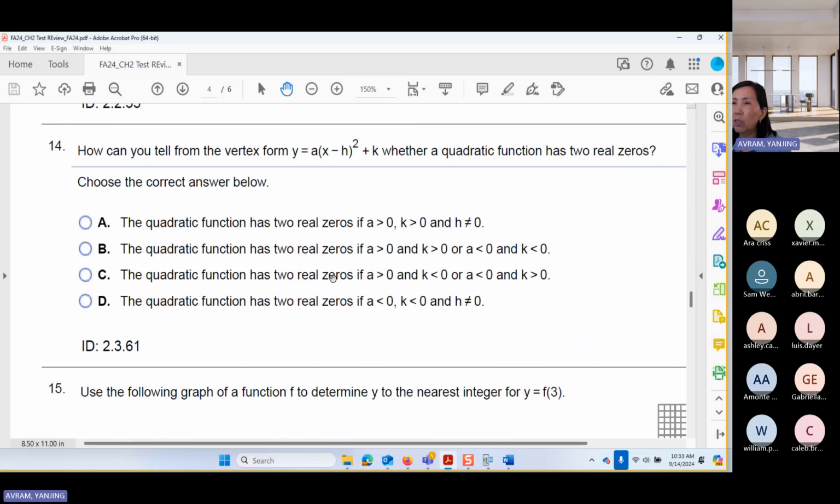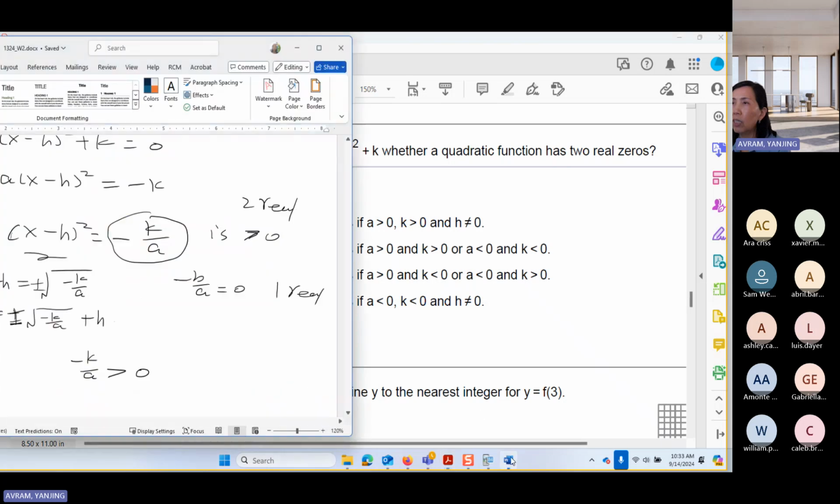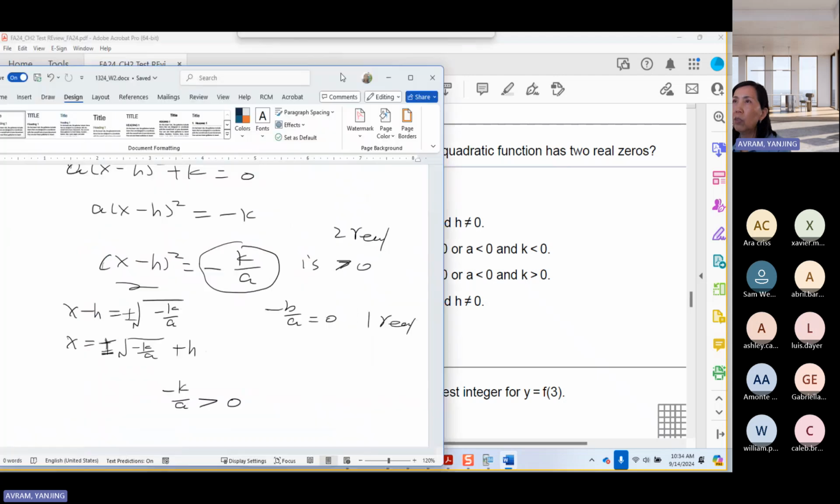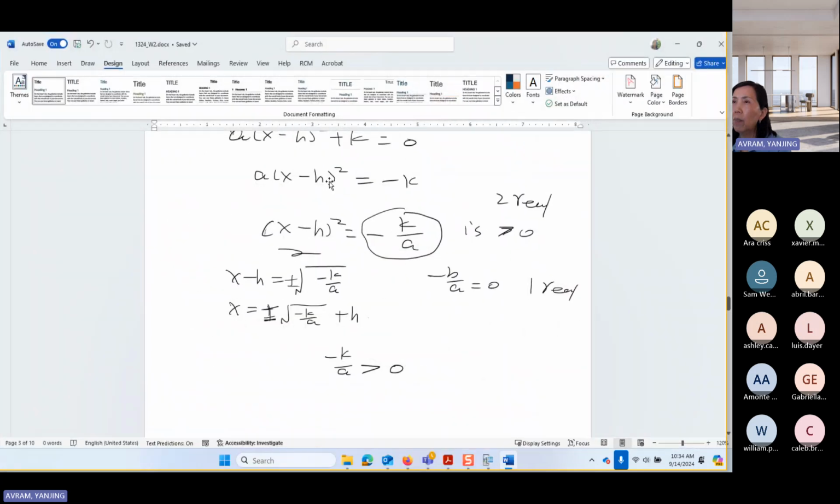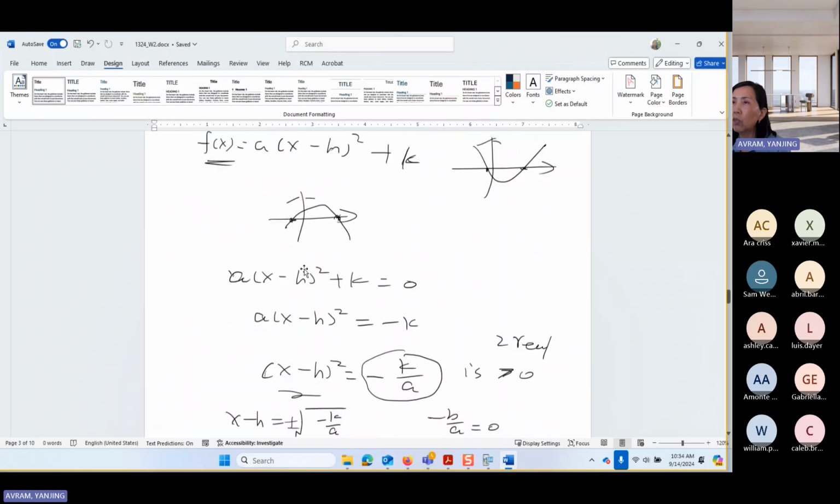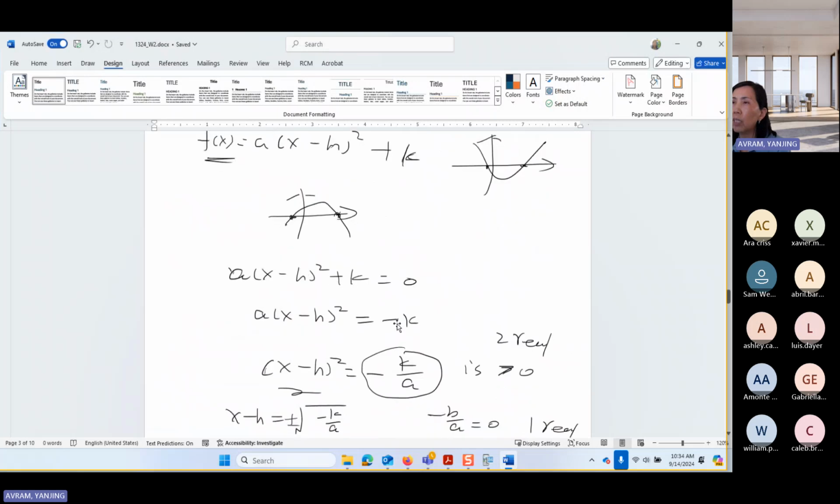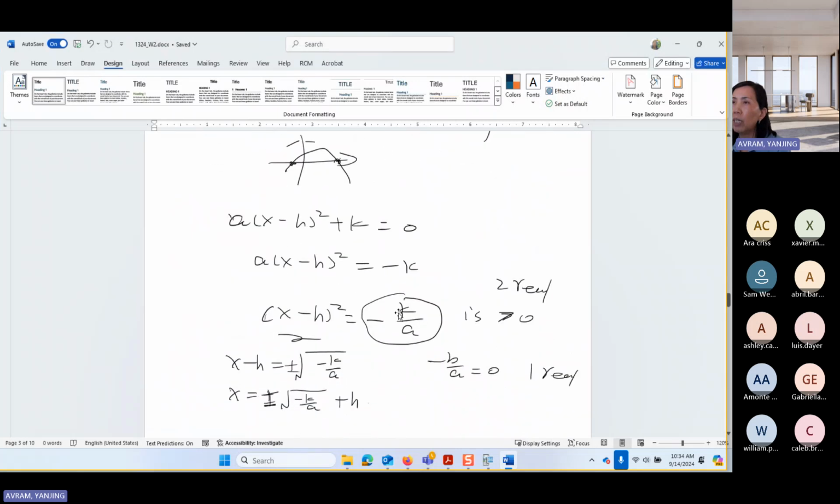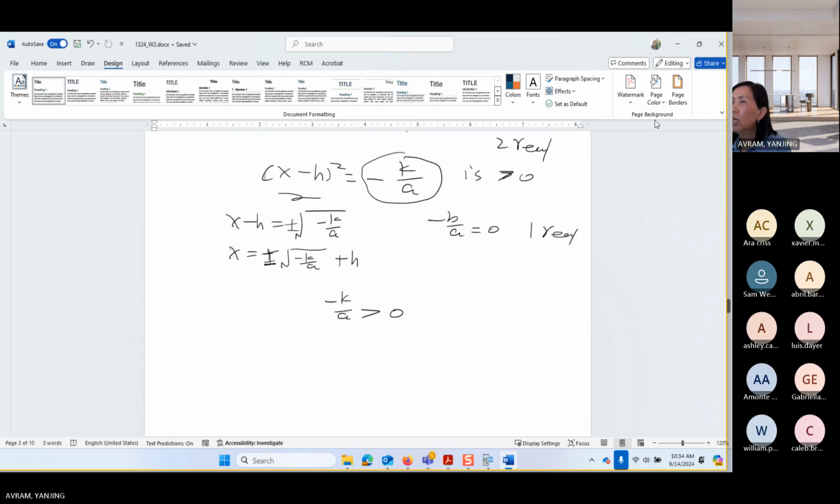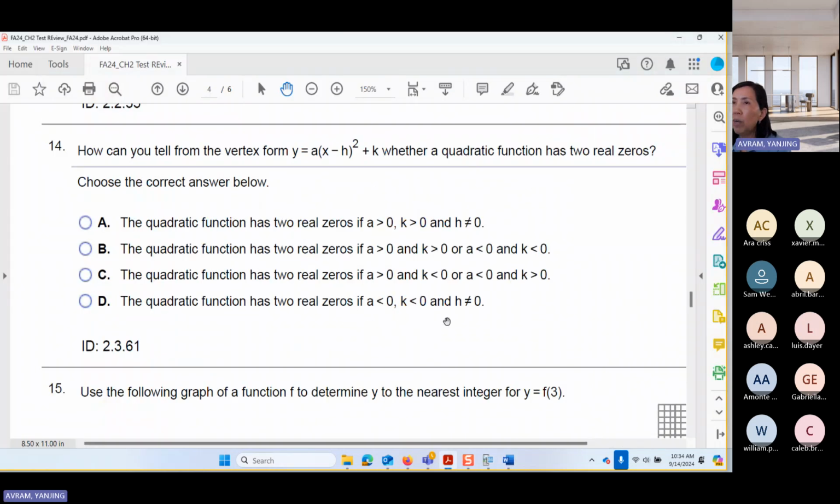Okay, and of course, this one is trying to test your analytical skill, right? So you just have to analyze it using this quadratic equation to solve for x. Okay, so if I use this one to solve for x, make this equal to 0 in order to solve for x. This will be minus k, and then you divide by a. All right. Okay, any question about this one?